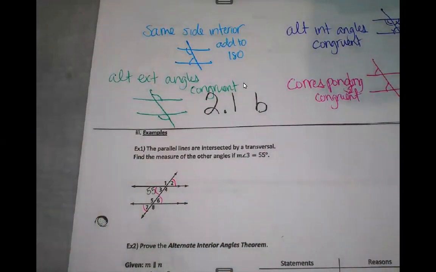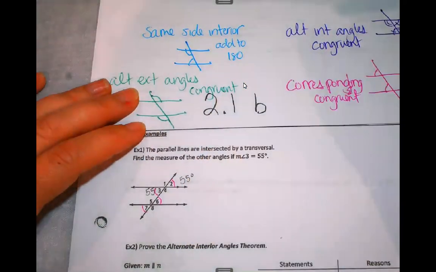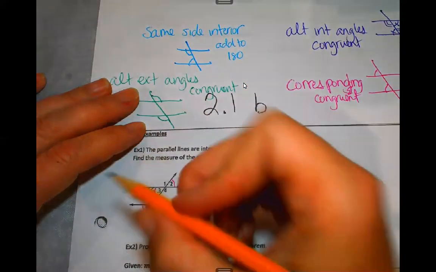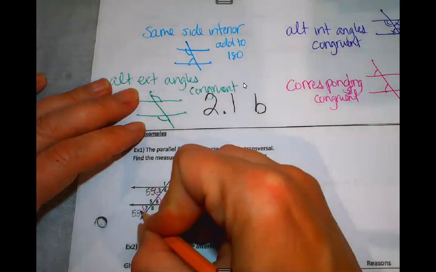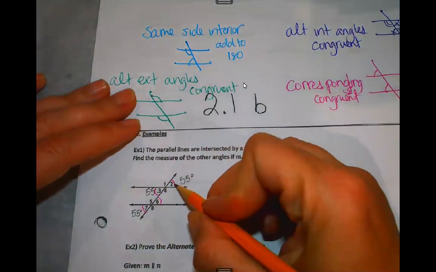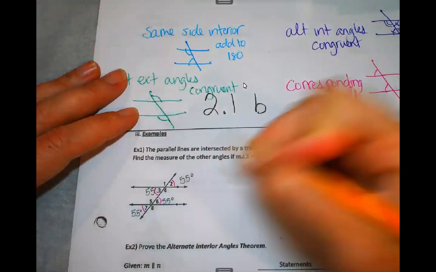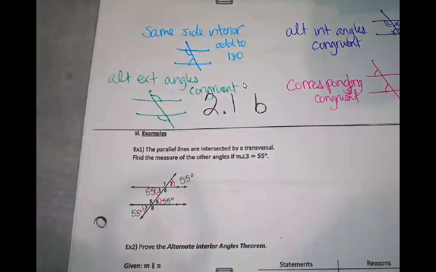If angle 3 is 55 degrees, angle 2 is also 55 degrees. 3 and 7 are congruent. Angle 7 is 55 degrees. If angle 2 corresponds with 6, angle 6 is 55 degrees. Do you see all of this, you guys?